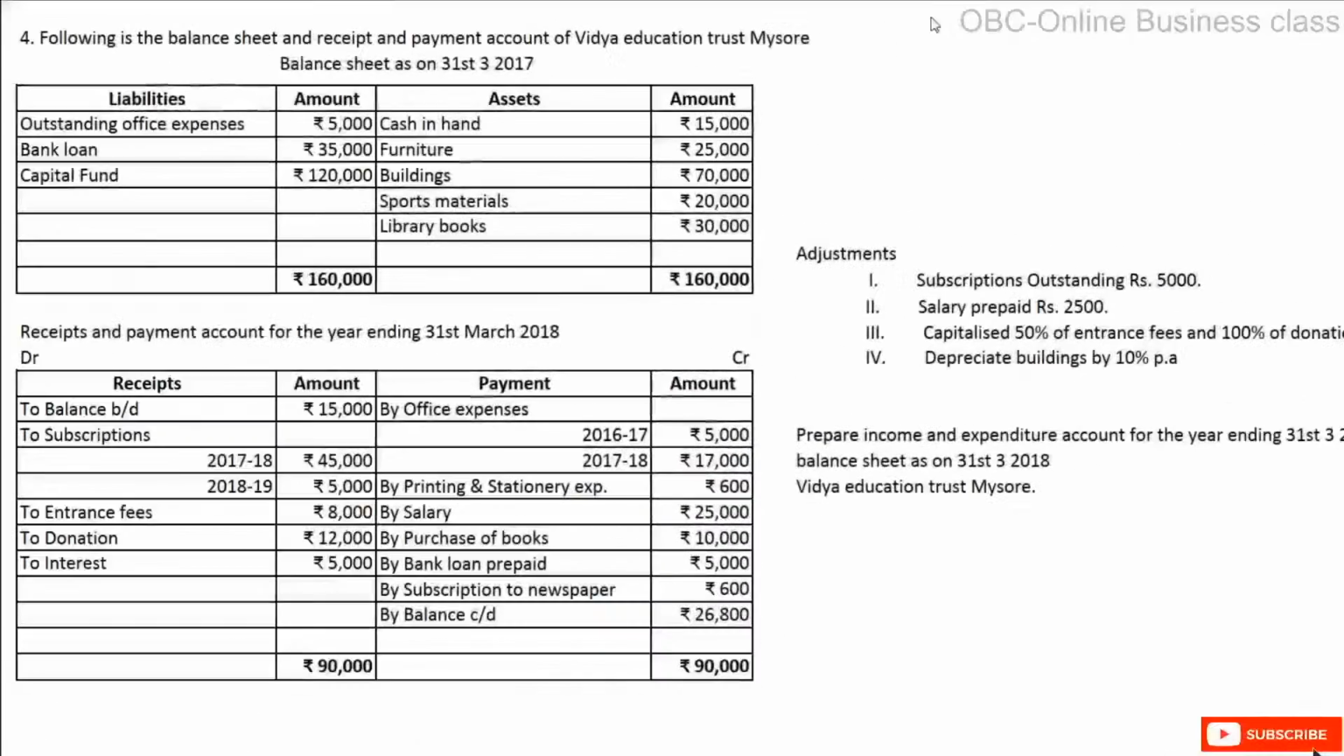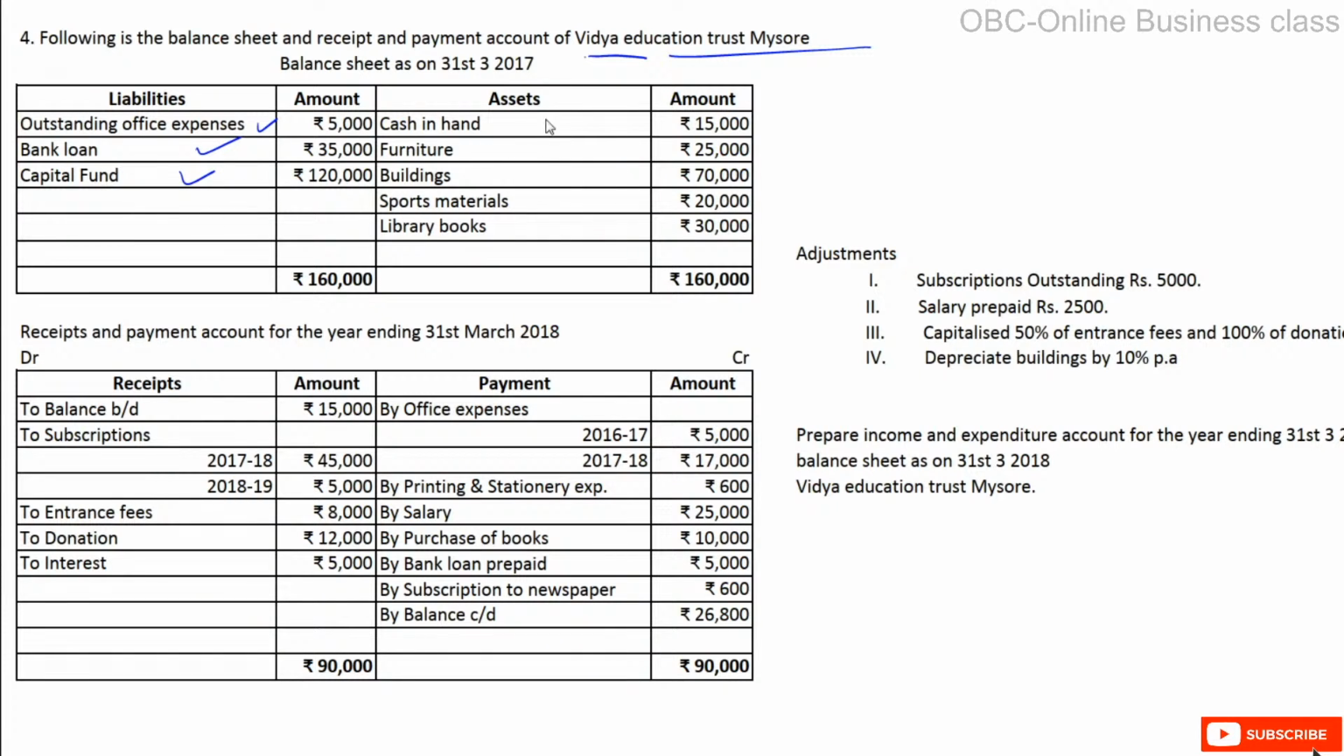So, let's start the problem. Following is the balance sheet and receipts and payment account of Vidya Education Trust. This is the balance sheet of the Vidya Education Trust. They're given outstanding office expenses. Next, bank loan 35,000, capital fund 1,20,000.